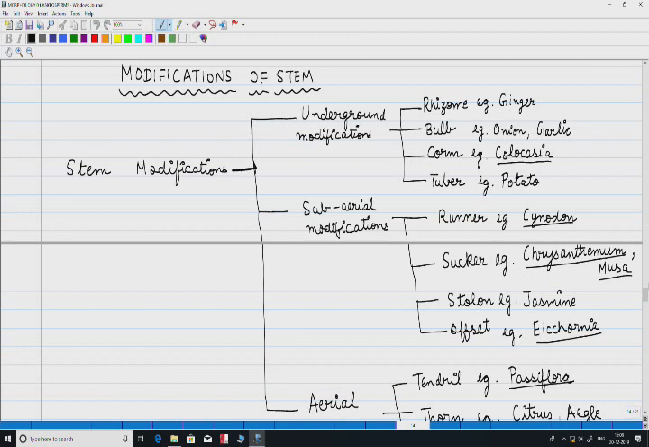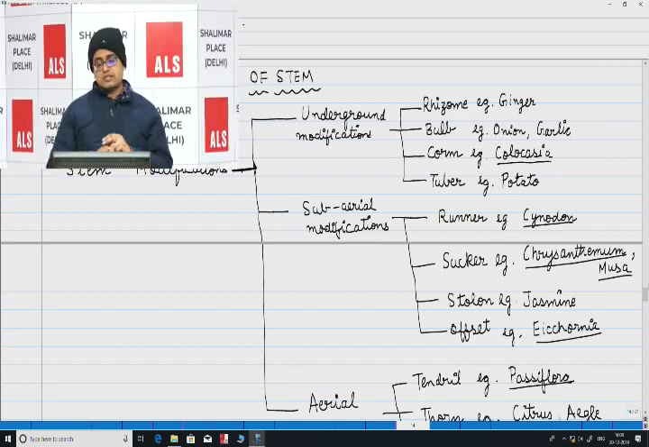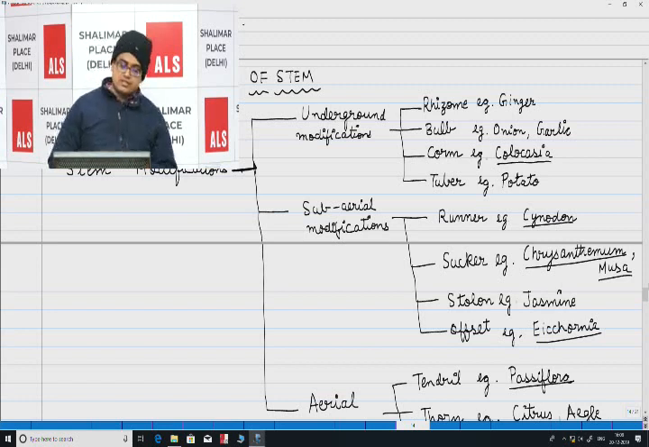Subaerial modifications include runner, sucker, stolon, offset. Runner is in cynodon dactylon, that is the common lawn grass that we see. Suckers are found in chrysanthemum and musa, that is banana. Stolon is found in jasmine, and offset is found in eichhornia. So up till sucker we had completed in the last class. Today we will complete the rest, stolons and offsets.